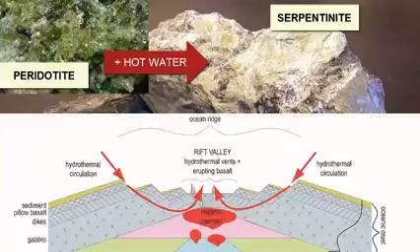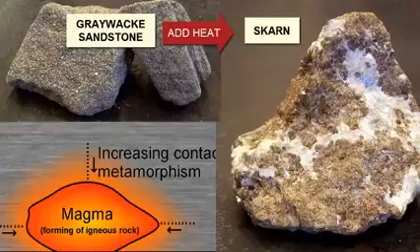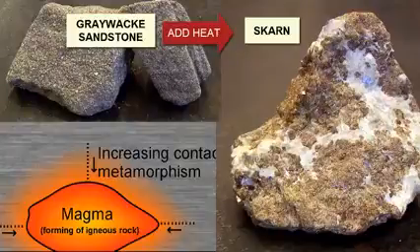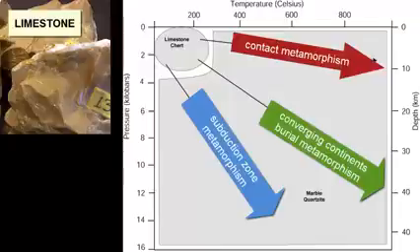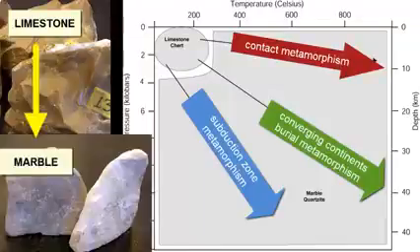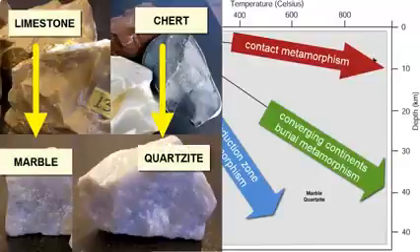Serpentinite forms through hydrothermal metamorphism of peridotite at mid-ocean ridges, and contact metamorphism of a mixture of minerals, like a graywacke sandstone, leads to a skarn. And remember what happens to a limestone or chert? Limestone turns to marble, and chert turns to quartzite in any and all metamorphic settings.